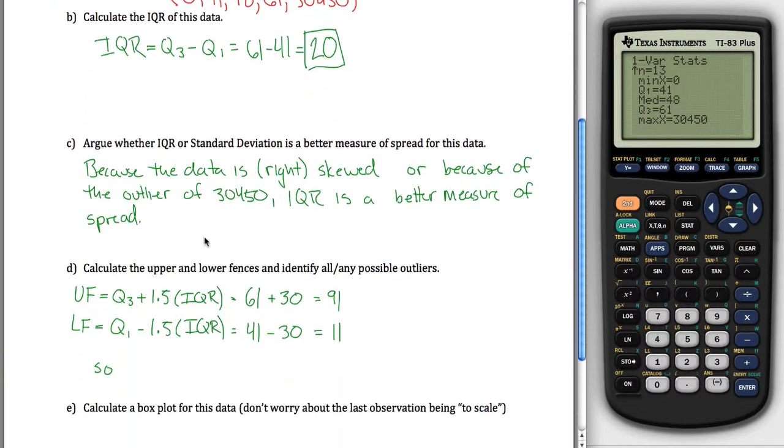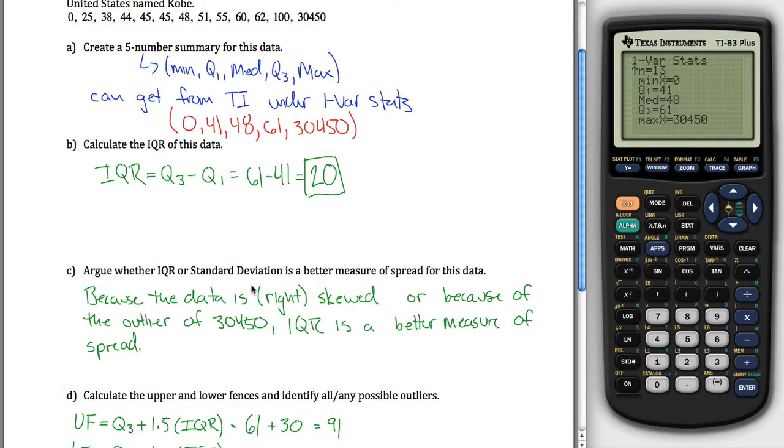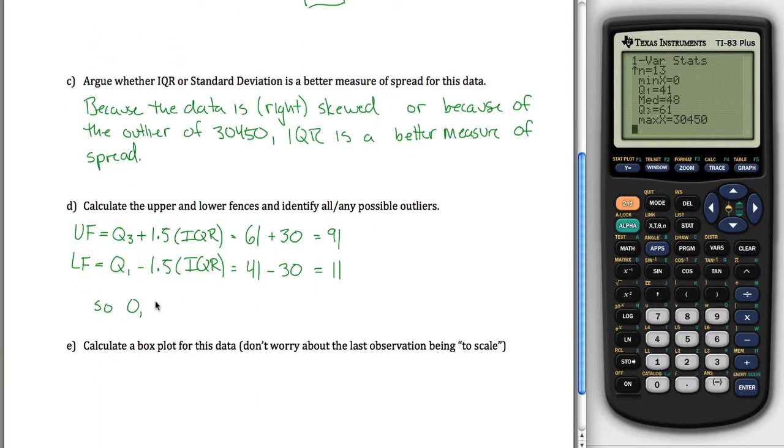So going back to your data, it looks like 0 is the only outlier on the lower side, but 100 and 30,450 are all outliers. May be considered outliers. Good enough.